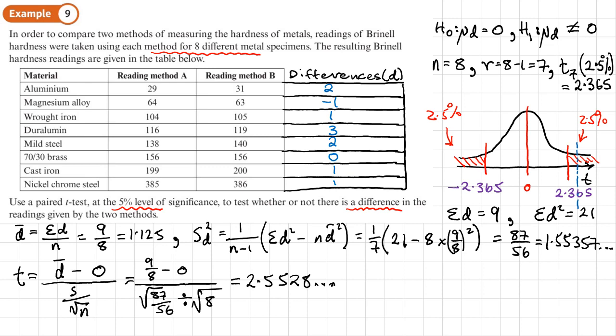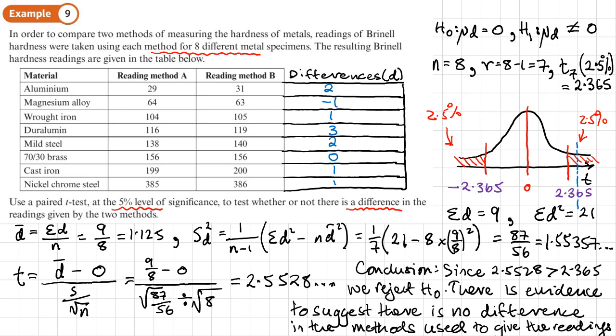So now we can write down our conclusion. So I've written this, you can write something similar. So since our test statistic 2.5528 is greater than our critical value 2.365, we reject H0, it's significant, it's in the critical region, and then we can say that therefore there's evidence to suggest that there is a difference in the methods used to give the readings.